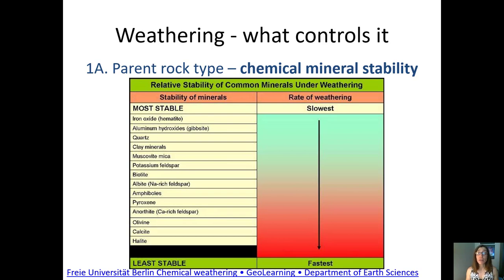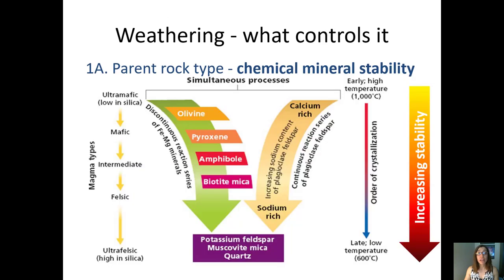What is the mineral stability? So you can see in this chart that the most stable minerals at the Earth's surface are things like iron oxides, aluminum oxides, and quartz and clay minerals, and the least stable at the Earth's surface include things like halite, calcite, and olivine. And this chart may look familiar to you because it reflects the Bowen's reaction series.